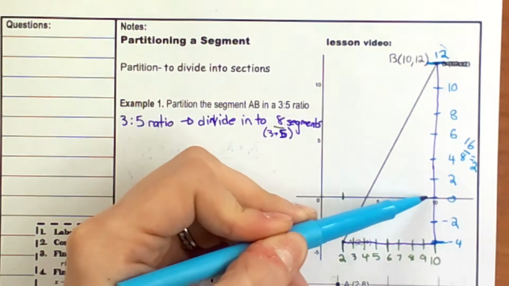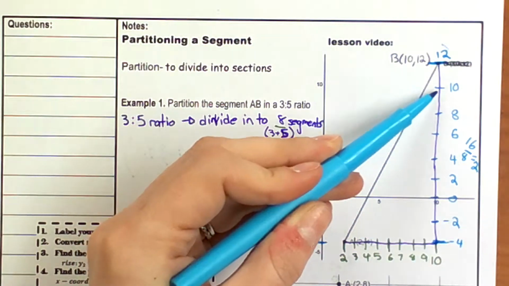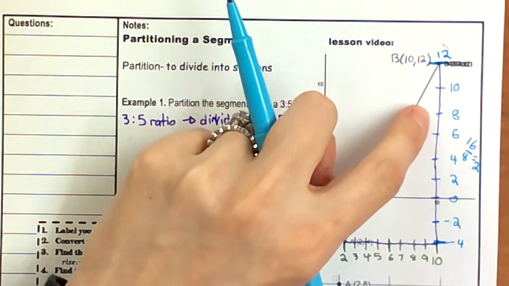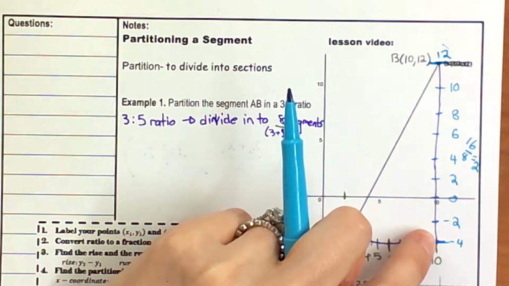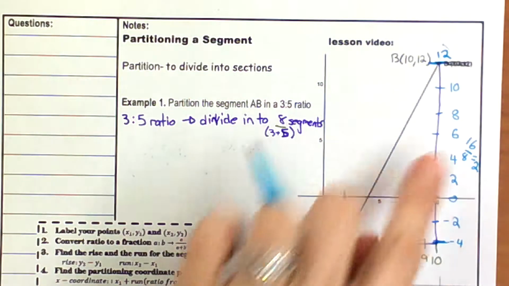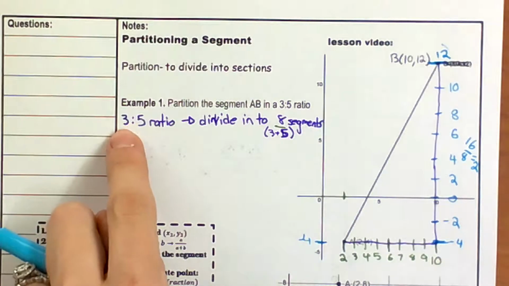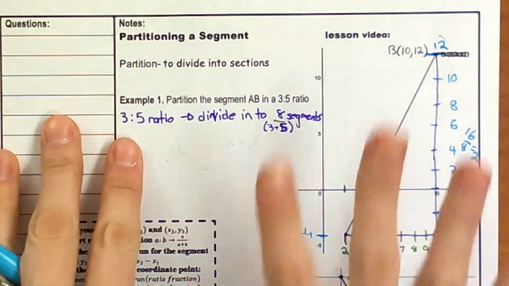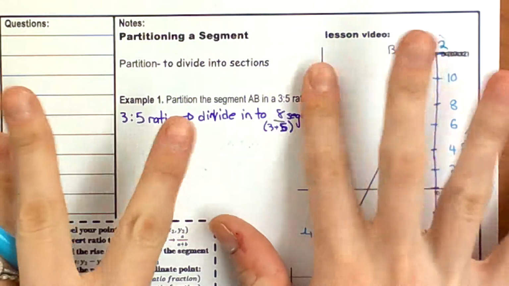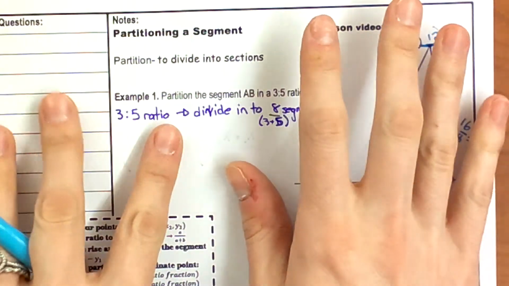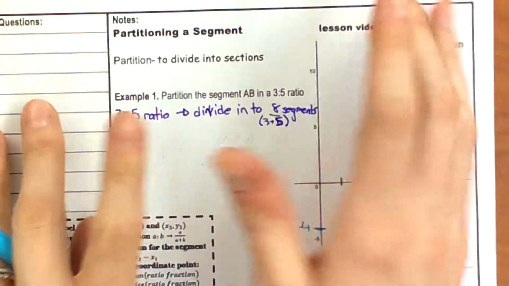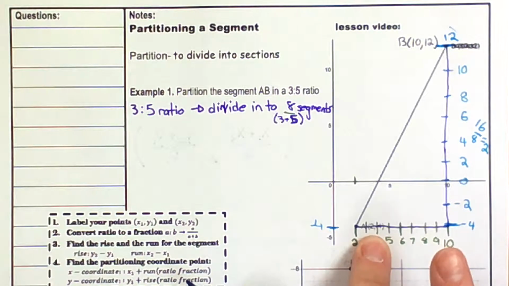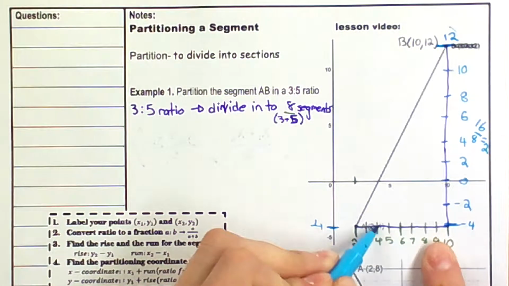Count that: 1, 2, 3, 4, 5, 6, 7, 8. We've broken it up into 8 segments over here, and 1, 2, 3, 4, 5, 6, 7, 8 over here. Okay, and now that we've broken it up into 8 segments, we need to think about that 3 to 5 ratio: 3 on one side, 5 on the other. That's where I have my 8 pieces from, but I want to draw the line. Where's that 3 and that 5 come together? So I need 3 over here and 5 over here. 1, 2, 3.